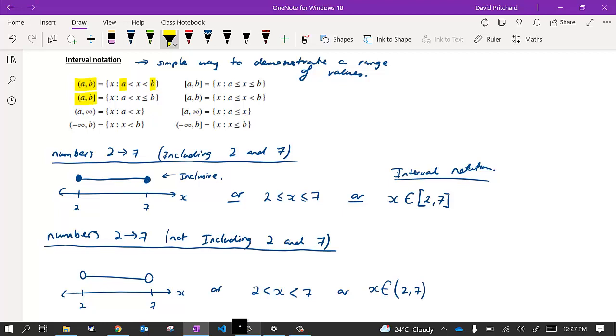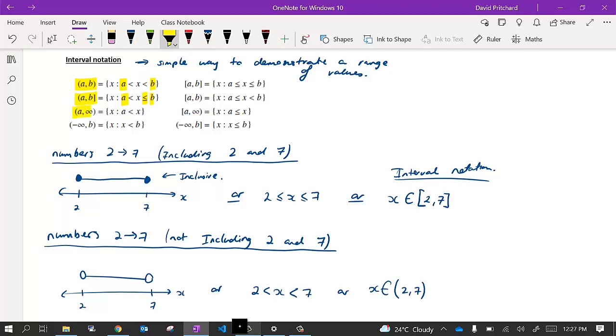Here we've got A and B. We've got a square bracket on the upper limit. So x is between A and B, and the big difference here is less than or equal to. So that's saying that B is included. So B is inclusive, so we use the square bracket.